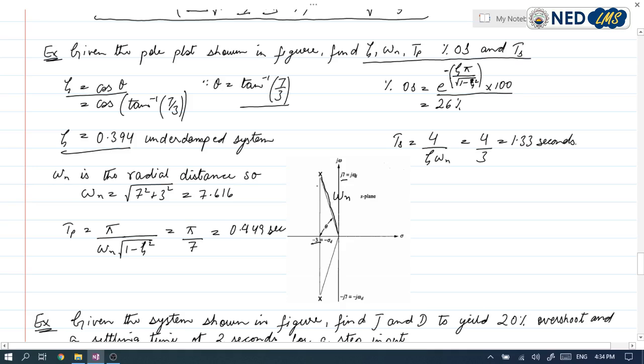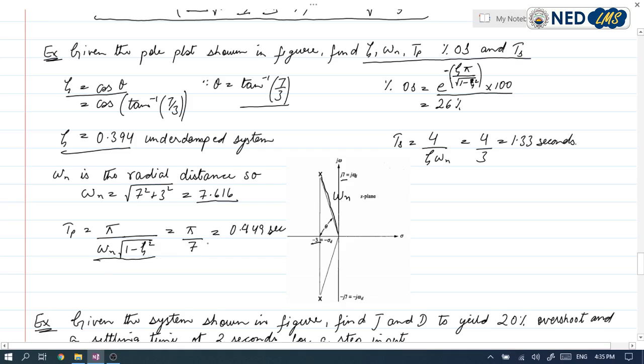How will we do that? By squaring the imaginary and real parts and then taking the square root. So here we evaluate the value of omega n, which is equal to 7.616, and for evaluating the value of peak time we have this formula. In this formula we have two unknowns, omega n and zeta, and we have calculated the values of zeta and omega n.